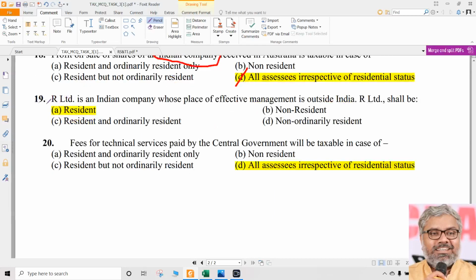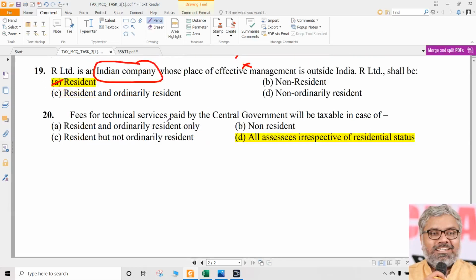Then question number 19 is about a company. Once again, R Limited is an Indian company whose place of effective management is outside India. Should we care that place of effective management matters at all? No sir. Indian company always resident. So this is unnecessary information. Place of effective management is useless for an Indian company. Indian company always resident. POEM doesn't matter. So our company R Limited will be resident. That's all. Even if the POEM is outside India, doesn't matter. Still it is a resident only since it is an Indian company. We need to be very clear on that.